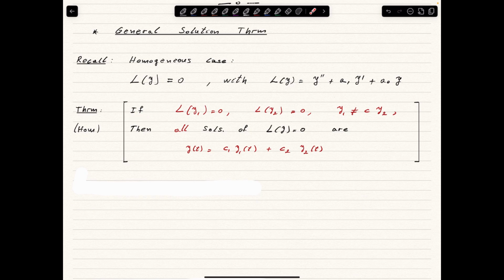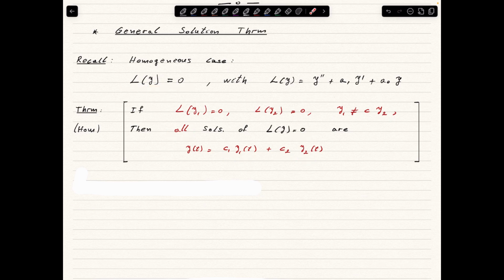If we have two functions, y1 and y2, which are solutions of the homogeneous equation L of y equals 0, L of y1 equals 0, L of y2 equals 0, so recall L is an operator of this form, and suppose that the functions y1 and y2 are not proportional to each other. We have a name for this type of functions, fundamental solutions. Then the general solution theorem says that all solutions of this equation are linear combinations of the two fundamental solutions.